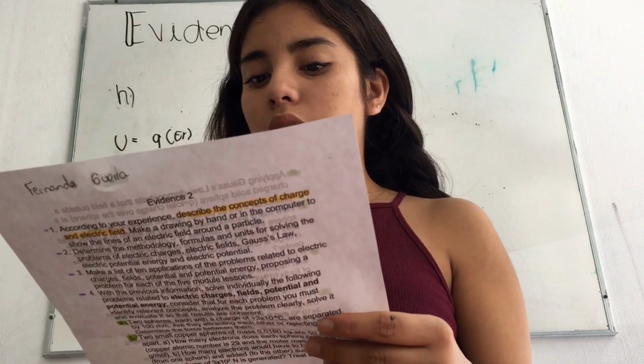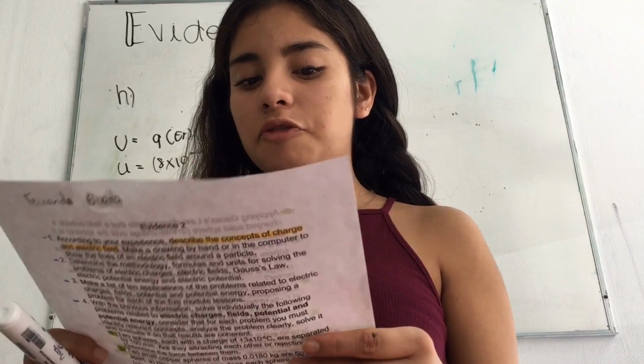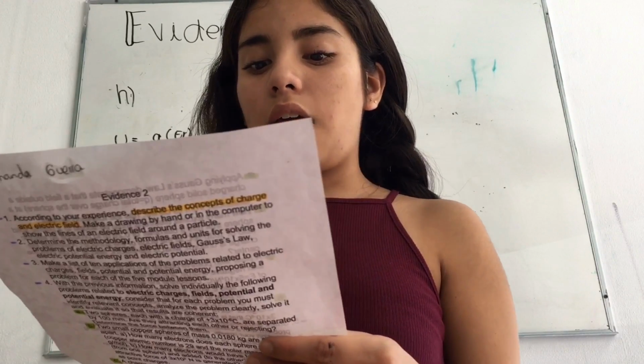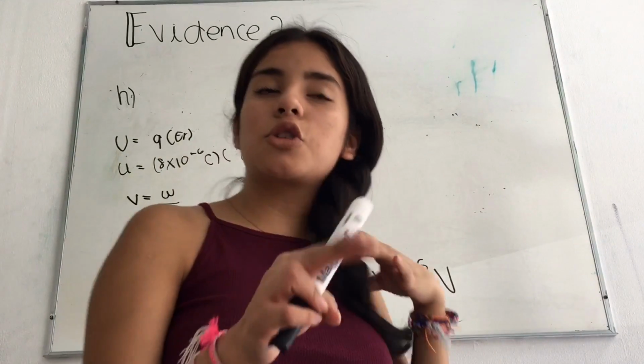Find the electric potential at a point located at 0.05 meters from a charge of 8 times 10 to the 6 coulombs. Find the potential energy of a charge of 3 times 10 to the 9 coulombs that is located at the same point. Okay, so they are asking us for two quantities.